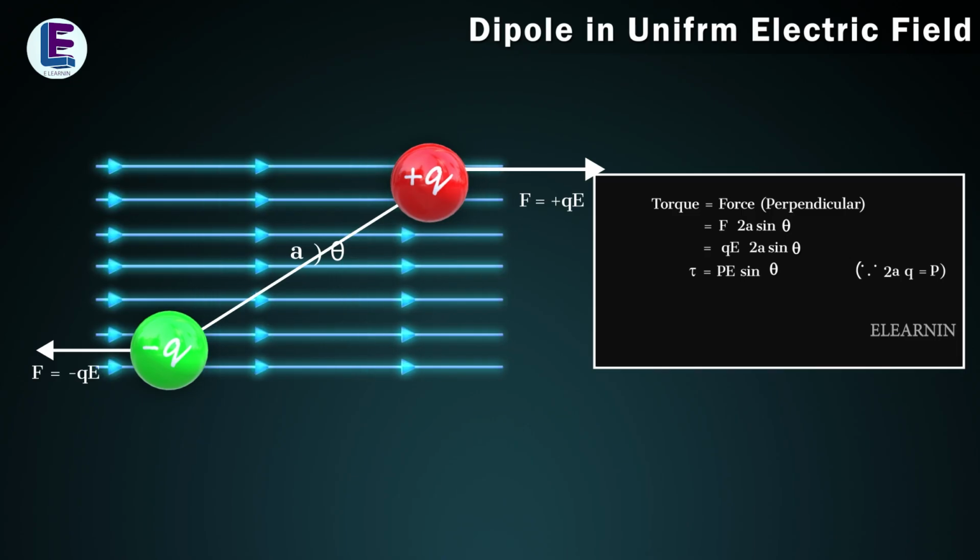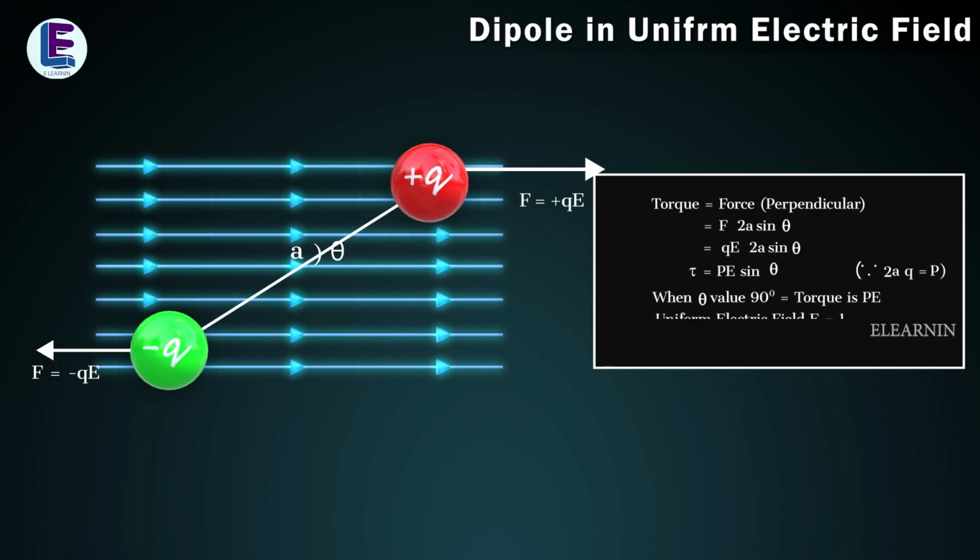Since P is 2Qa, torque is PE times sine theta. When theta is 90 degrees, torque is PE. In a uniform electric field where E is 1, torque is equal to P. Thus, in a uniform electric field, if a dipole is placed perpendicular to the field, the torque acting on it is equal to the dipole moment.